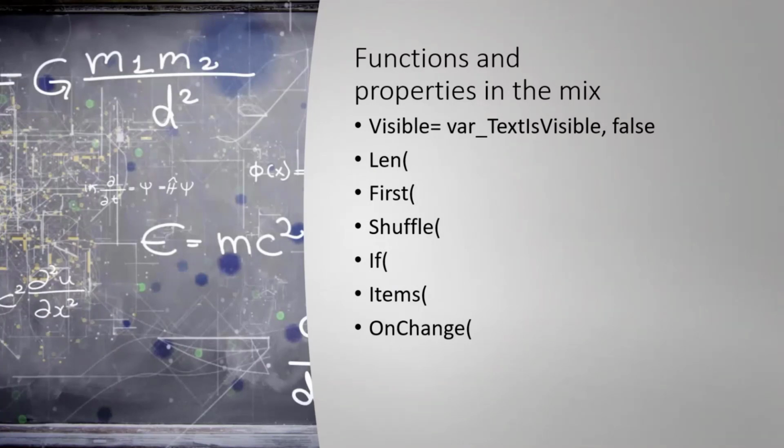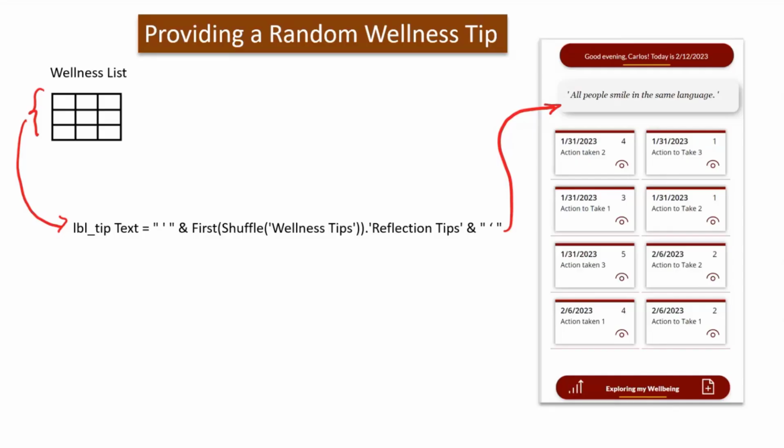These are some of the functions and properties that I threw into the mix. The visible property, also the variable property. So usually visibility is set to false until something happens. The len function, which counts the characters inside some boxes. The first function, which pulls the first item of a table. The shuffle function that shuffles content of a table, if statements, items, and onChange.